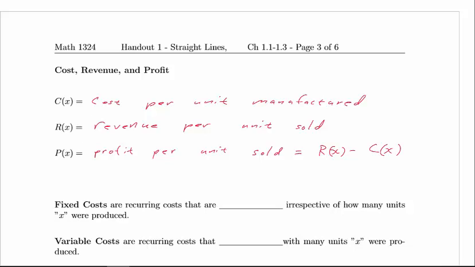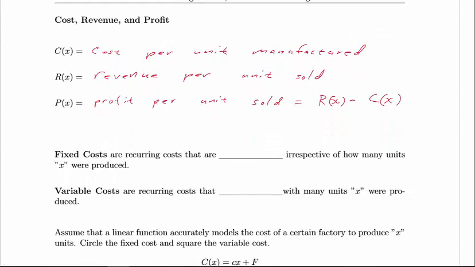So let's move on to fixed costs. Fixed costs are recurring costs that are constant, right? They don't change. So, for instance, rent is a good example. If you're having to rent the factory, right? That rent bill is coming through every month. Doesn't matter if you make 5 million units or if you make 0 units, you still have to pay rent.